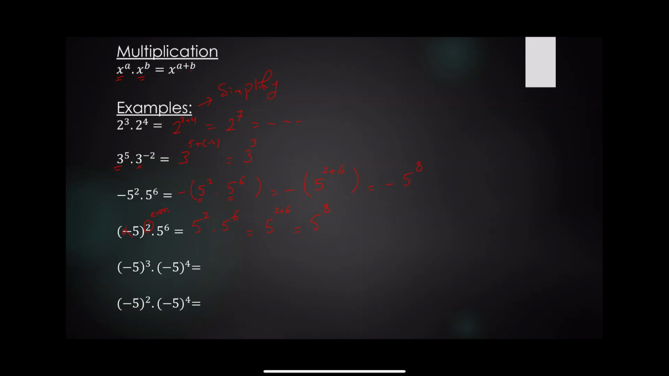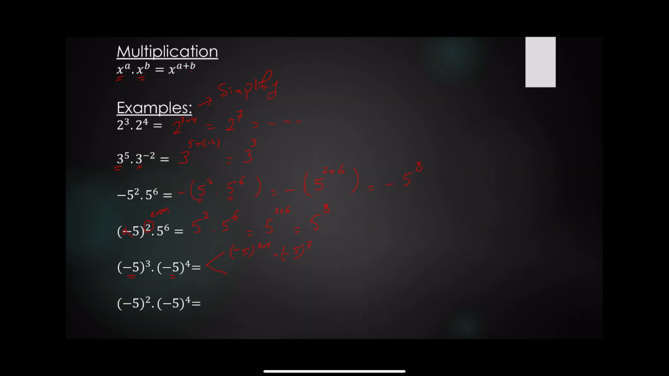Negative 5 to the power 3 between two brackets times negative 5 to the power 4 between two brackets. Actually, I can give you two methods to solve this. The first one is what we know. Since the bases are the same, negative 5 and negative 5, we can say that's negative 5 to the power 3 plus 4, which is negative 5 to the power 7.